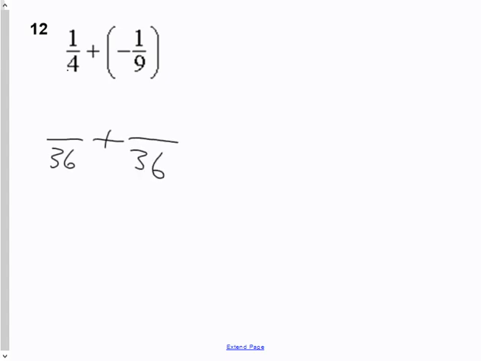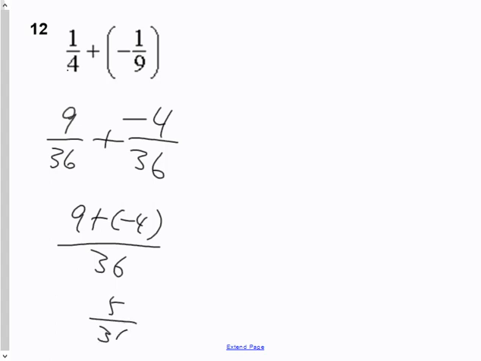Common denominator will be 36. That'll be 9/36 plus negative 4/36 when you create the equivalent fraction. So many people stopped doing this that I gave up trying to take off marks. But I said I wanted to see that work, which meant your final answer was 5/36 when you add those numerators. 9 plus negative 4 is a positive 5.